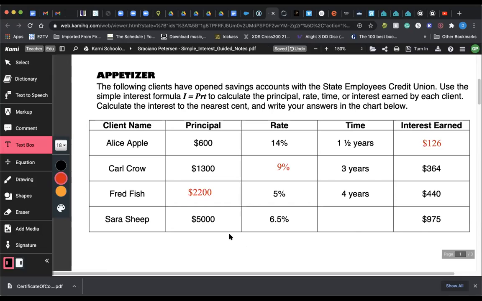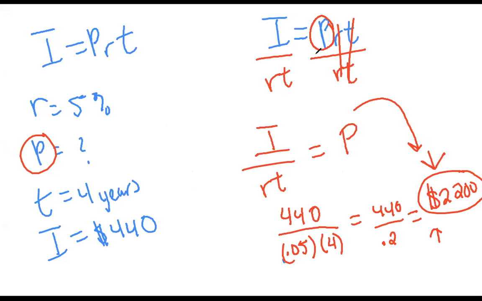All right. So Sarah Sheep had a principal of 5,000 and she put it in the bank at a rate of 6.5% and she earned $975 in interest. So we have to figure out for how long she put that money into the bank. Okay, so 5,000, 6.5%, 975 is what she earned. I'm going to put all that information over here.